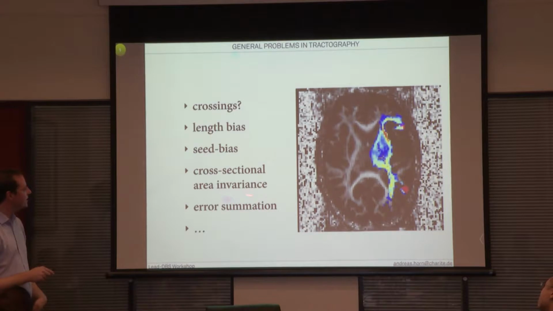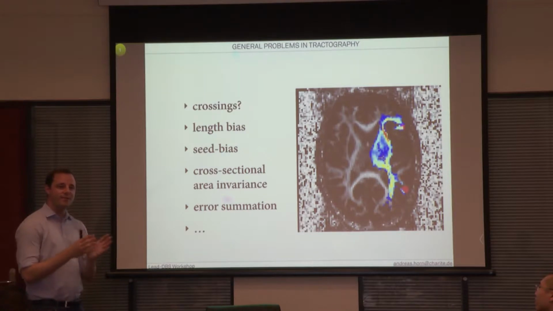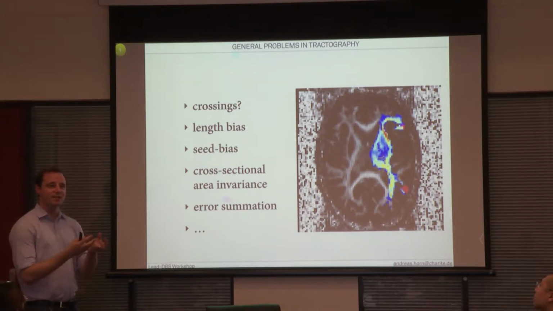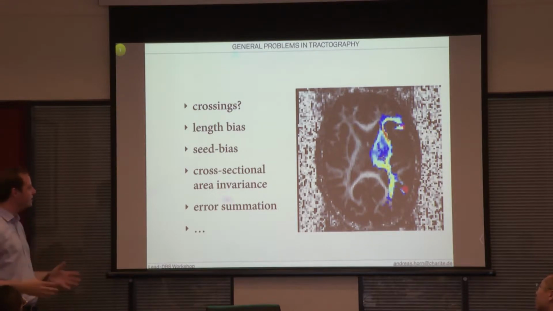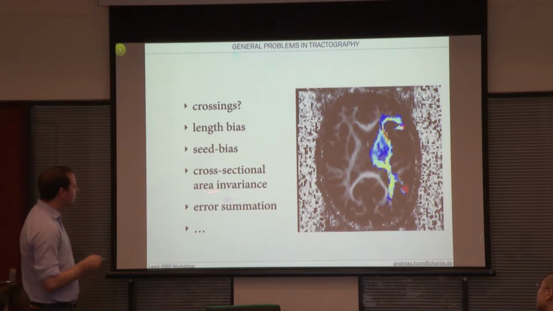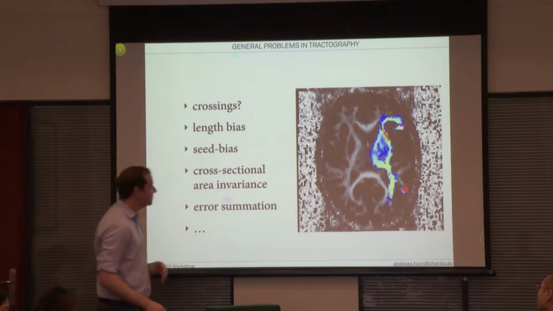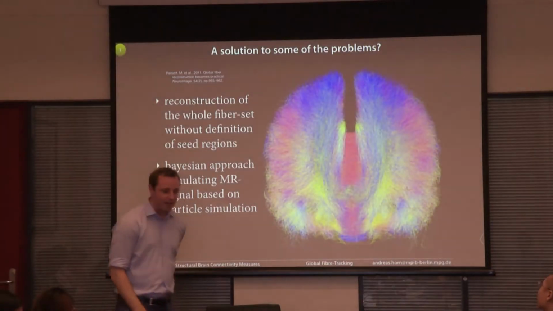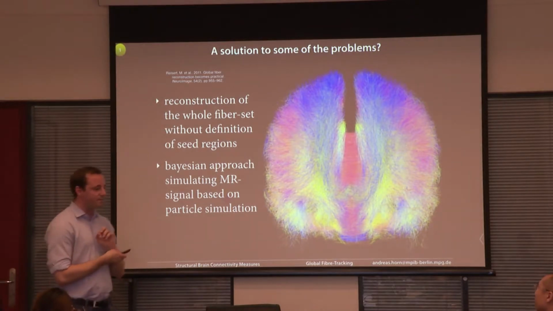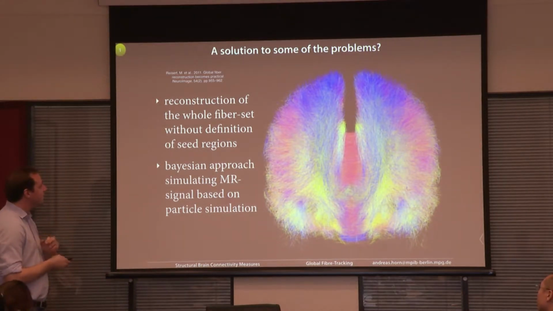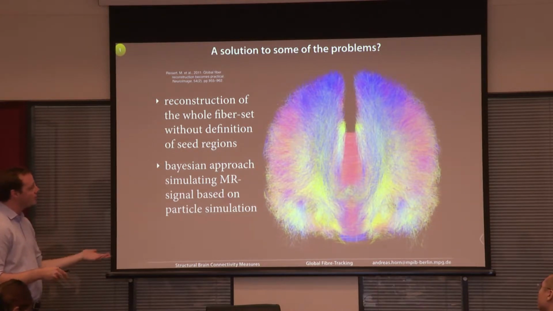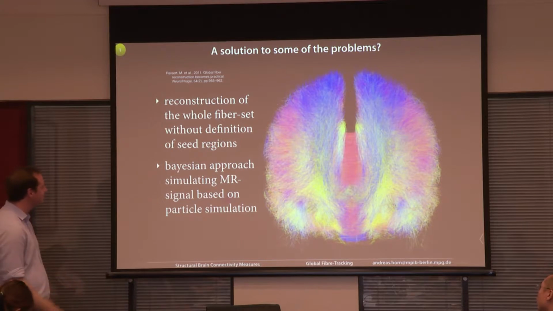Cross-sectional area invariance means that you sometimes have bundles that have really a lot of fibers, but they're only in one voxel, and you cannot really resolve this in DTI. If you have bigger bundles, then you usually get more fibers. Error summation is basically that at each point on the track you can make a mistake, and if you are up here, the error sums up higher because there are more possibilities to make errors. And I think a solution to some of the problems, but not all of the problems, is really global tractography, which tries to, in one computational step, reconstruct the whole connectome as one.